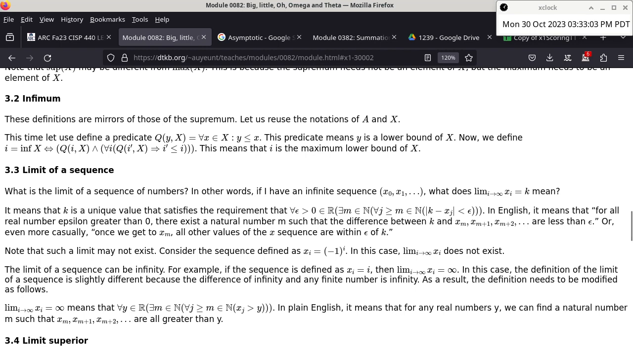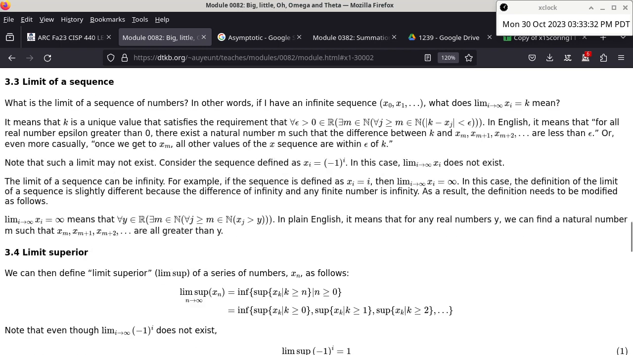No matter how large of a value y you choose, I can guarantee that if you look at a particular point in the sequence and beyond that point, all the numbers in the sequence are going to be greater than y. You can pick y to be an even larger number. I just find you a different m, and the same thing happens. Is that okay? All right.